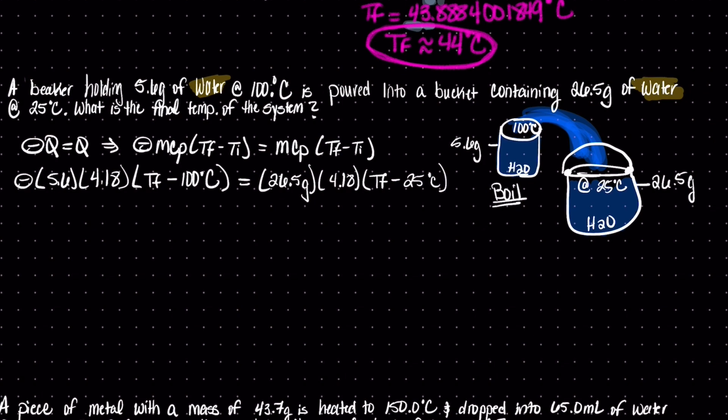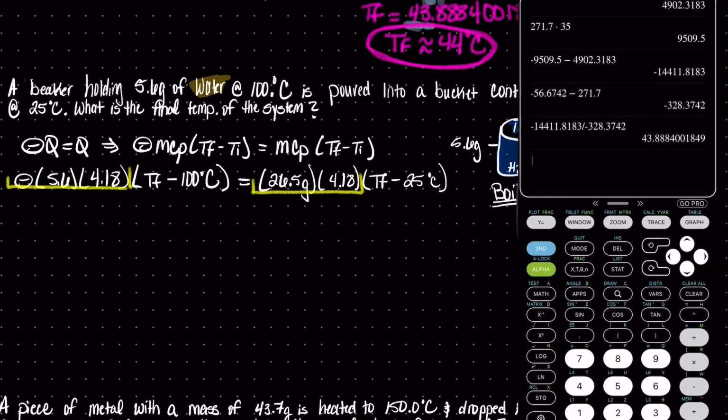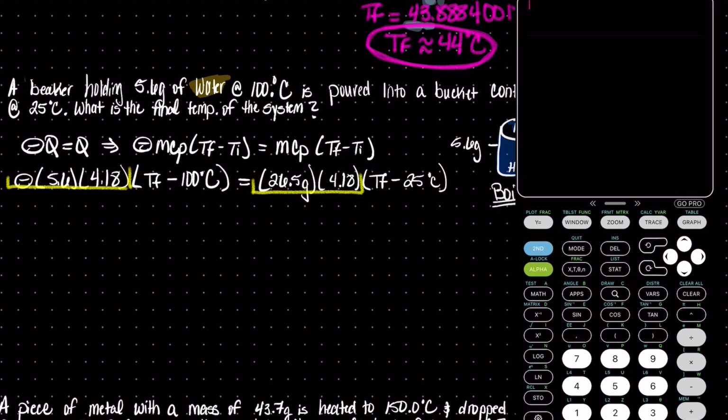Now, go to work. All you got to do here is combine some like terms. There we go. Calculator. And don't forget to run your negative. Mr. Cole likes to forget that part. So here we go. Run that negative. So negative 5.6 times 4.18.